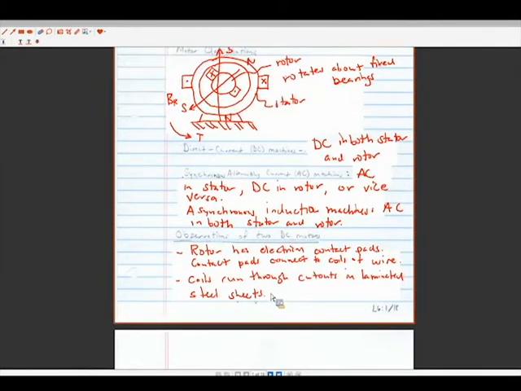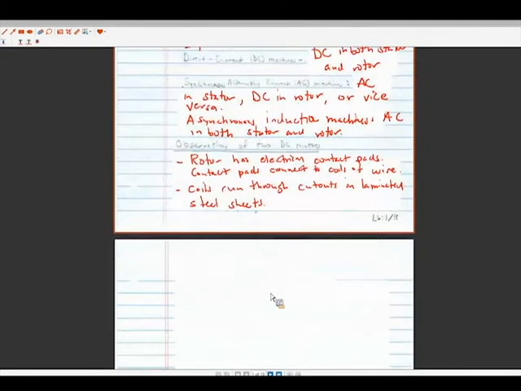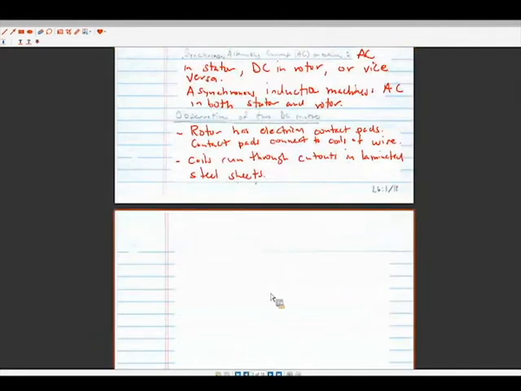Observations on the stator. The stator, likewise, has coiled wire wrapped around laminated steel sheets.